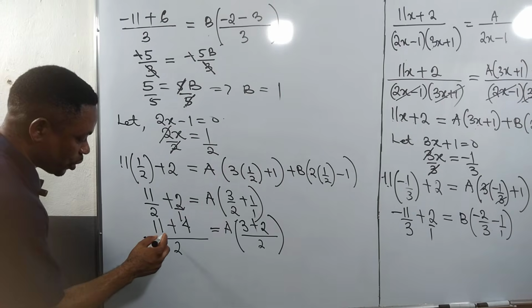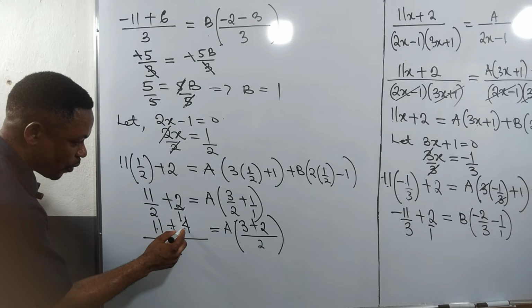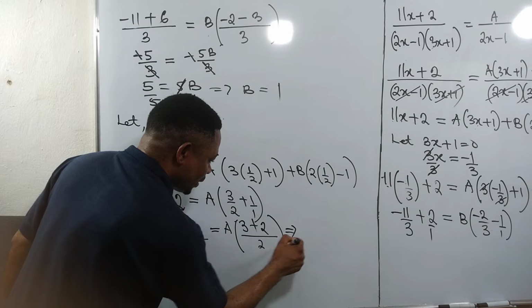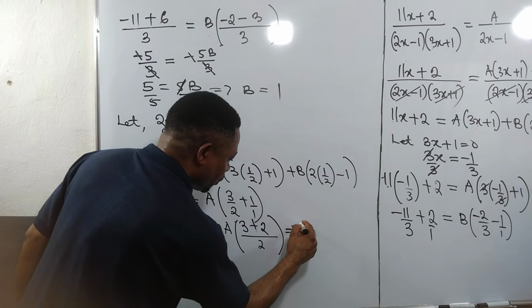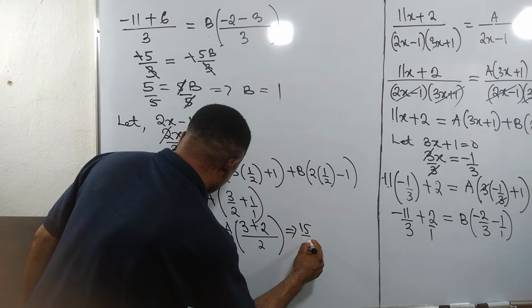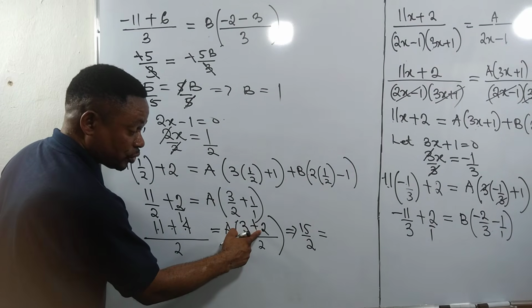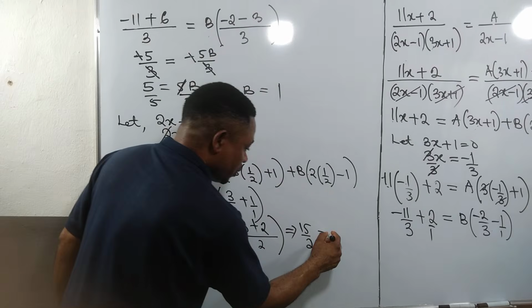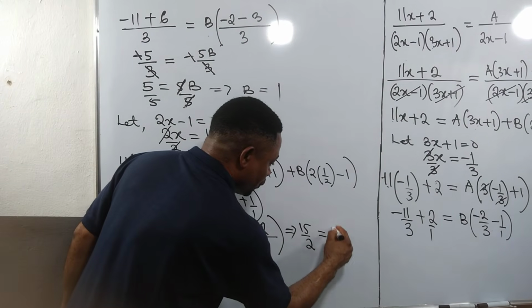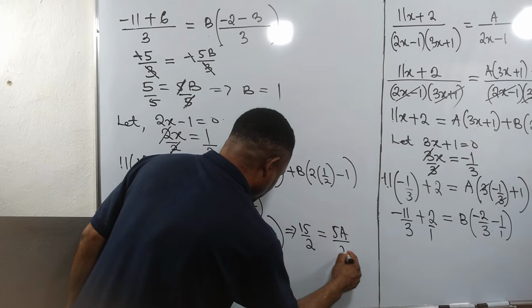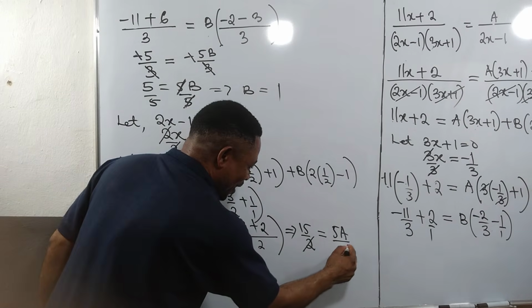Watch. This is 11 plus 4. This now implies that 11 plus 4 will give you 15, then all over 2, then equal to. This one is 3 plus 2, which gives you 5. It becomes 5 times A, which gives you 5A all over 2. Now 2 here, we cancel 2 here.